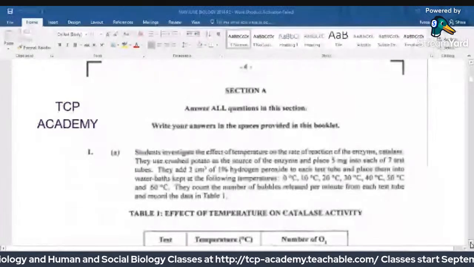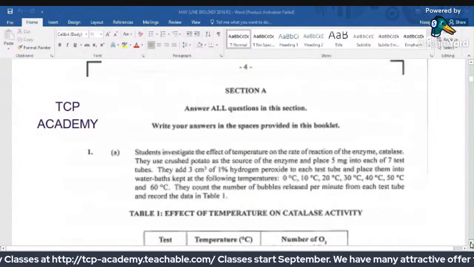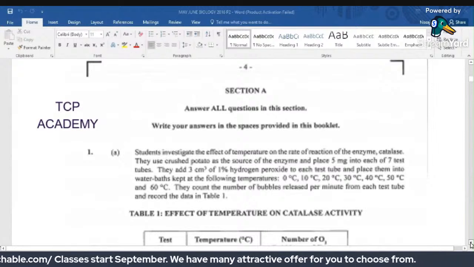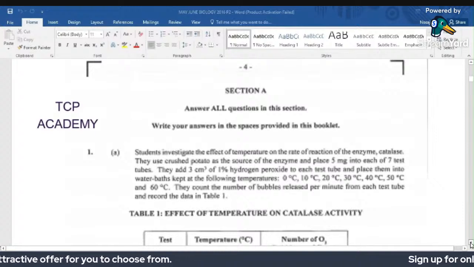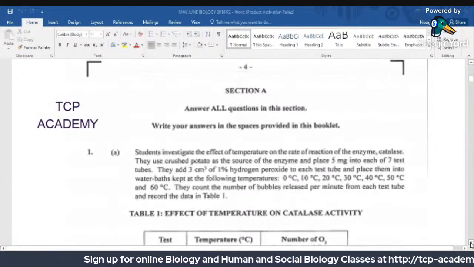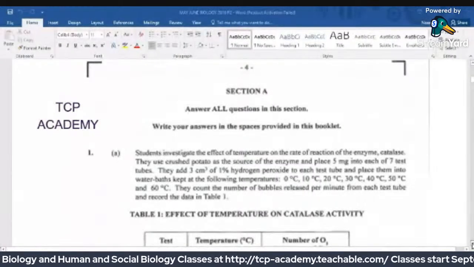It comes from section A of your paper. It says, answer all questions in this section. Write your answers in the space provided in this booklet. 1A. So this is section A of question number 1. It says students investigate the effect of temperature on the rate of reaction of the enzyme Catalase.